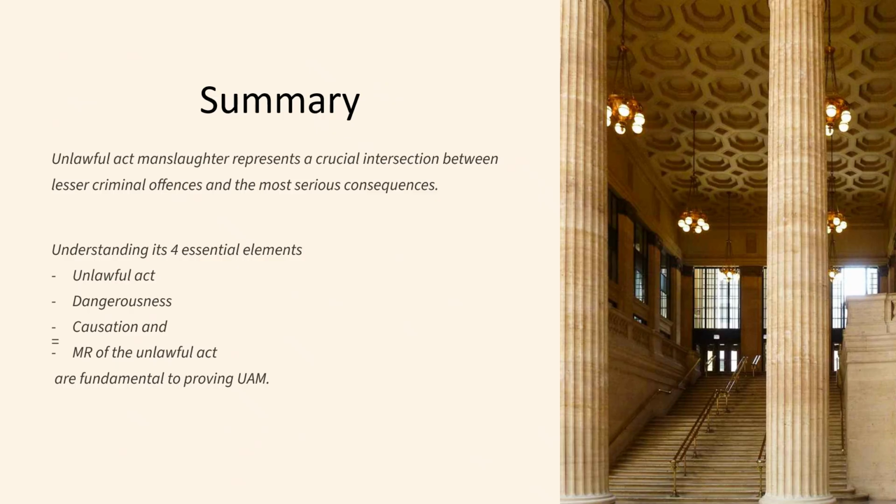So in summary, unlawful act manslaughter represents a crucial intersection between lesser criminal offences and the most serious consequences, i.e. death. Understanding its four essential elements: an unlawful act, dangerousness, causation, and the mens rea of the unlawful act, are fundamental to proving unlawful act manslaughter.